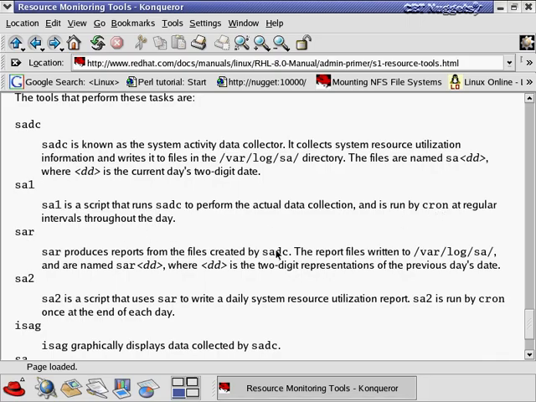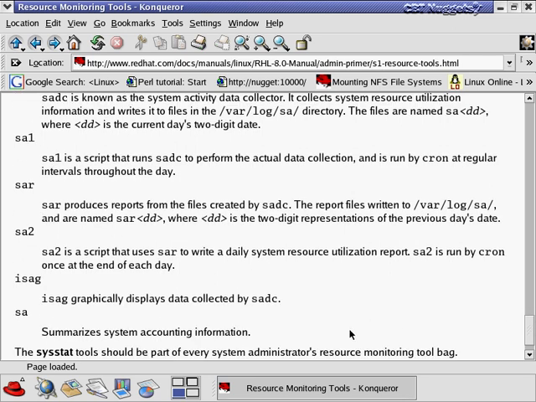sar produces reports on those files created by sadc, and those reports are written to /var/log/sa, named sarDD instead of saDD. Again, DD is the current day of the month. sa2 is a script that uses sar to write a daily system resource utilization report. isag allows you to graphically display the information collected by sadc. And finally, sa summarizes system accounting information.